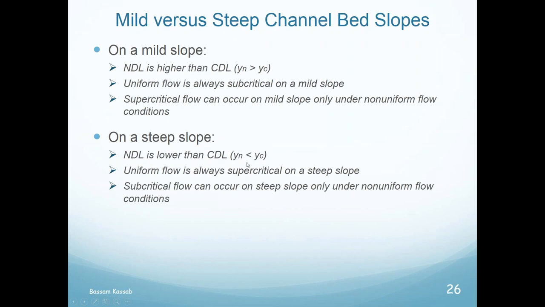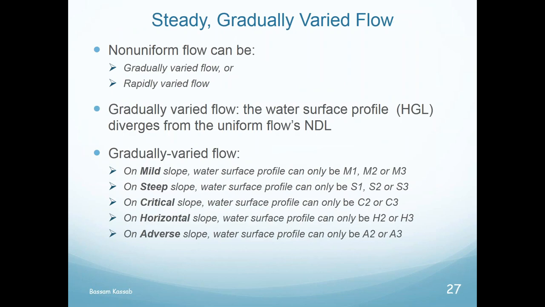On the other hand, on a steep slope, you have the normal depth less than YC. That means the NDL is lower than the CDL on a steep slope. And for uniform flow cases, supercritical flow happens on a steep slope. But occasionally, subcritical flow could happen in non-uniform flow cases. You always want to know whether you are dealing with a mild slope channel or a steep slope channel in order to find out which non-uniform flow curve you are going to use. Those are the profiles that I'm going to show now.